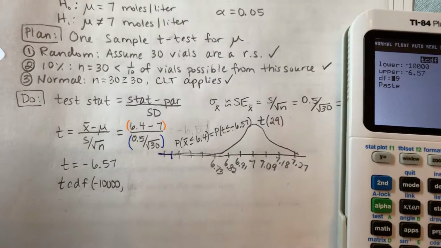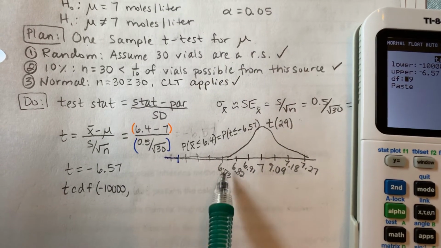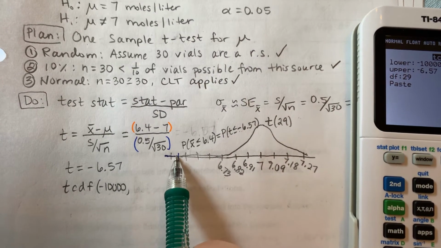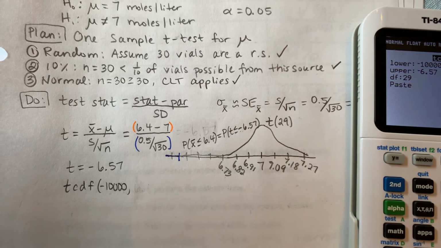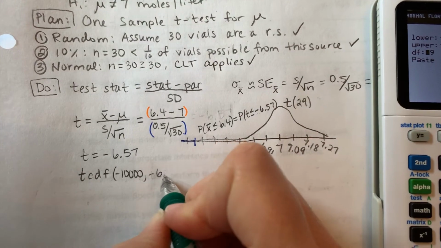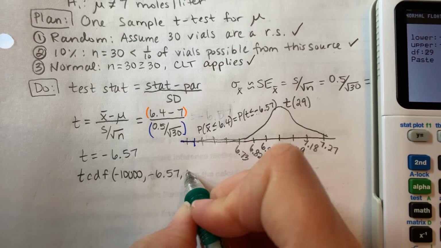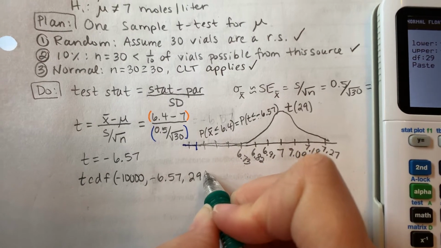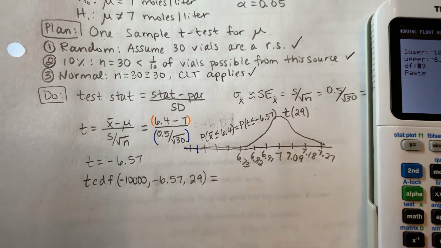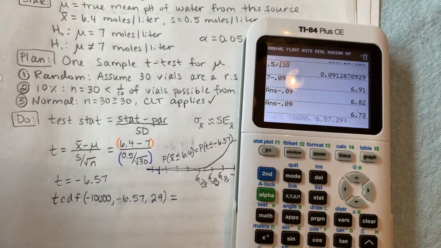And again, I know my picture is showing the sample mean, but this would be the same picture just with different labels, same area for my t-value of negative 6.57. So fill that in, and then my degrees of freedom are 29 because my sample size is 30, and 30 minus 1 is 29. Okay, so let's paste that in and see what we get.